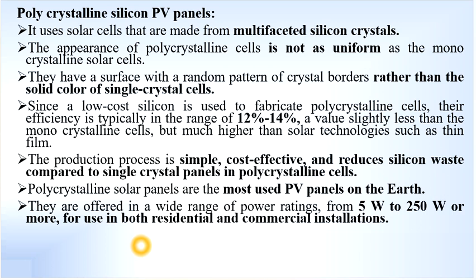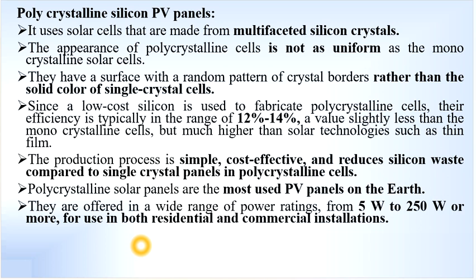Because it is made up of low cost silicon, the efficiency is slightly less than monocrystalline cells, right? Because we have seen the efficiency of monocrystalline cells is up to 24%. Here it is only up to 14%, but much higher than solar technologies such as thin film. So if you go further to thin film solar cells, it might be even less. That's why these polycrystalline silicon PV cells have more efficiency than thin films, that we will see. Okay, the production process is simple.